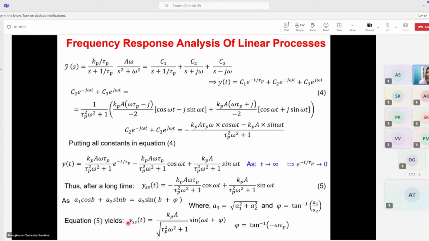However, my output will be a sinusoidal wave with a frequency omega, but the amplitude will be Kp A divided by under root tau p square omega square plus 1. And you can see that the input will have an amplitude of A, but the output will have an amplitude of Kp A divided by under root tau p square omega square plus 1. Is that clear to everyone?